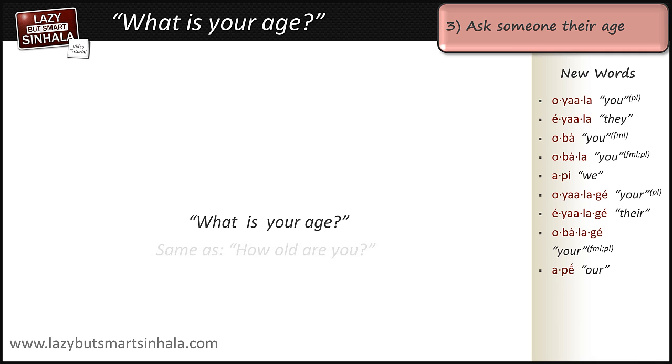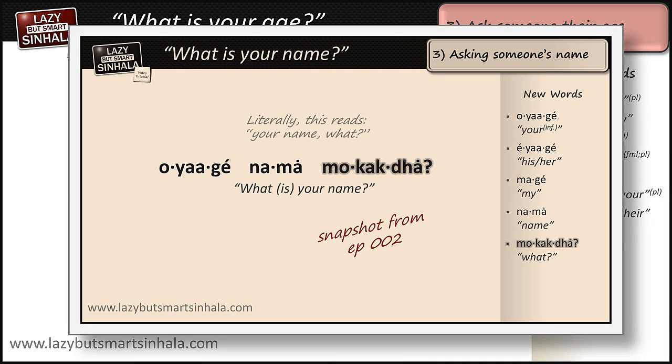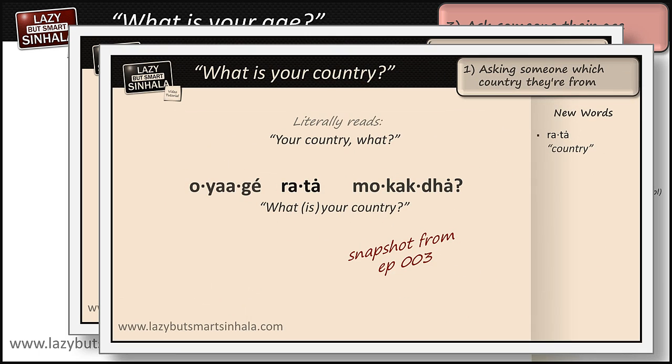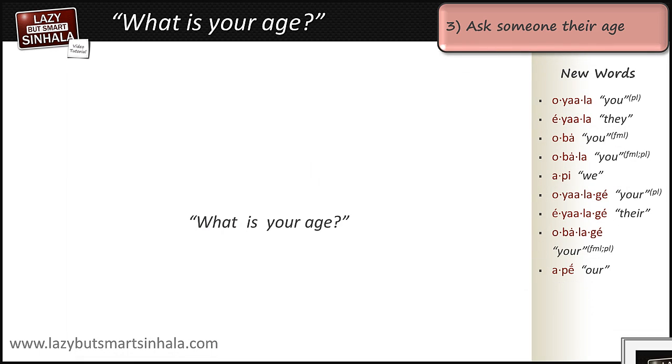In episode 2, we learned to ask, what is your name? Which was, Oyage nama mokakda, where the word "is" was implied and the sentence literally read, your name what? In episode 3, we learned how to ask, what is your country? Which was, Oyage rata mokakda, where once again the word "is" was implied and the sentence literally read, your country what? So when asking what is your age, we now know that the word "is" will be implied and we need to create a sentence that literally reads, your age what?